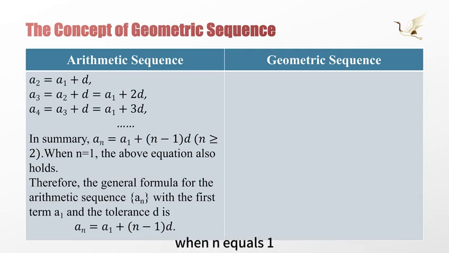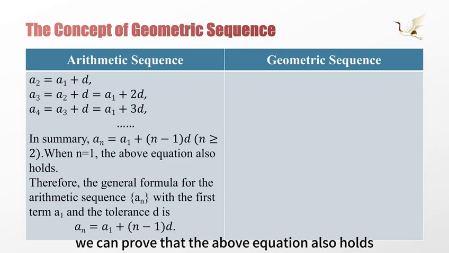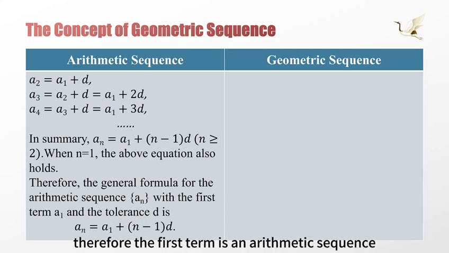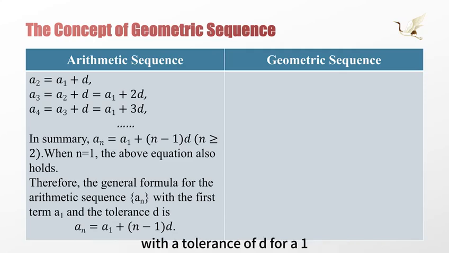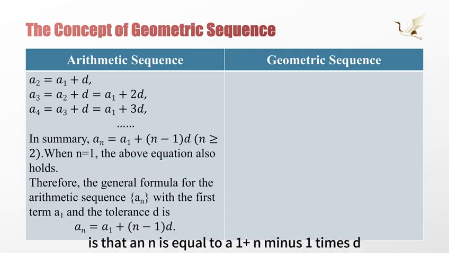When n equals 1, the above equation also holds. Therefore, for an arithmetic sequence with first term a1 and common difference d, the general term formula is a_n equals a1 plus (n minus 1) times d.